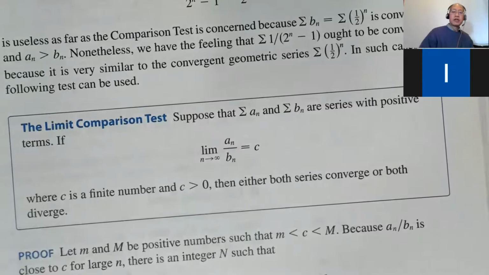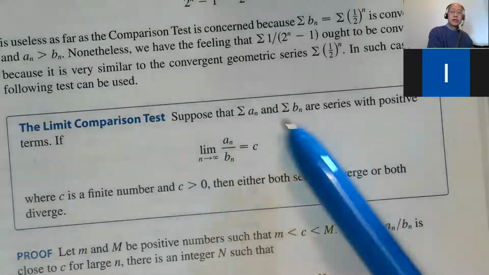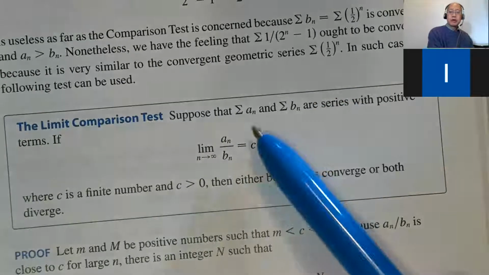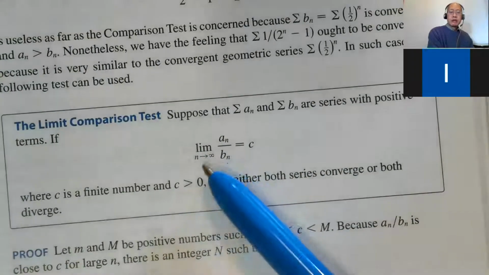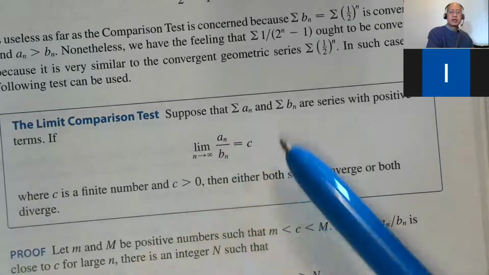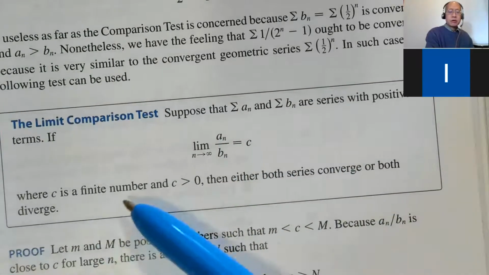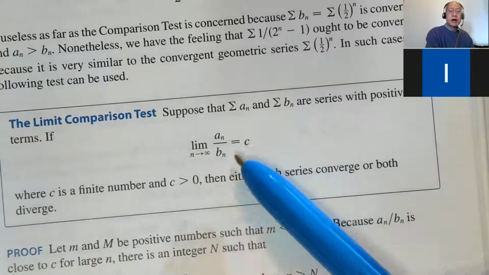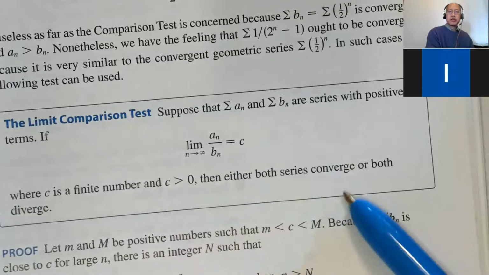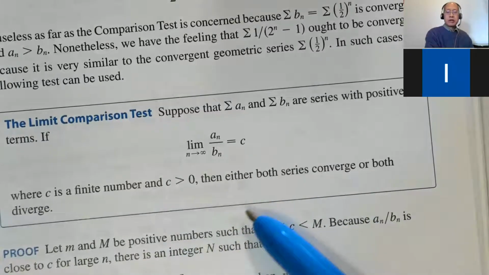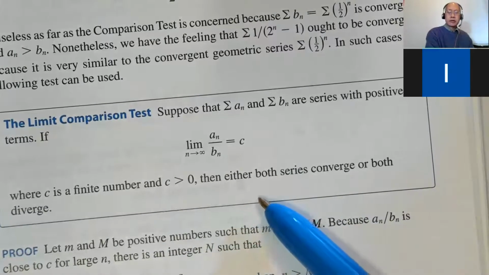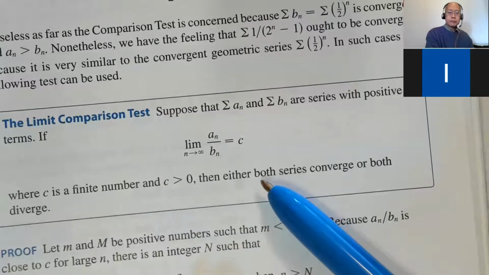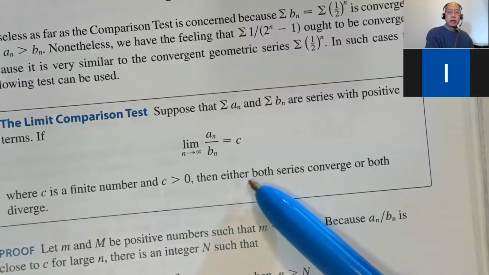Okay, suppose summation of a sub n and b sub n. Notice the lazy notation of not putting n equals 1 to infinity or whatever, that's still okay. Suppose they only have positive terms and the limit as n approaches infinity of a sub n over b sub n is c, where c is a finite number greater than 0, meaning the limit exists and it's positive. Then either both series converge or both diverge. That means whatever happens to one series happens to the other. So if one converges, the other converges. If one diverges, the other diverges. It's a pretty strong theorem.